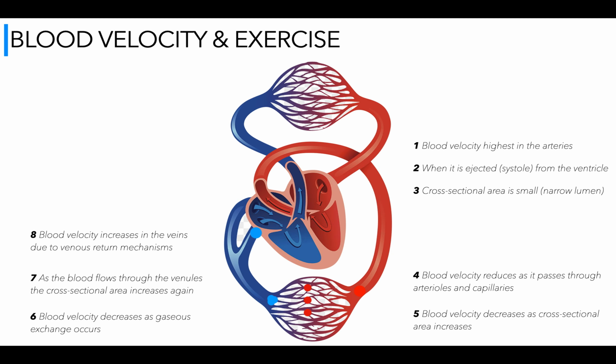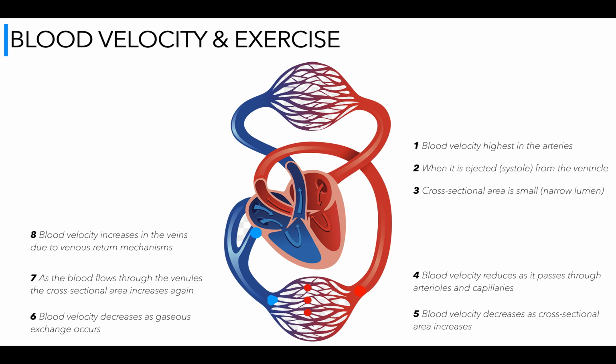Why? Well, during systole, we have forceful contractions. Okay? The cross-sectional area is smaller as it's all in the main artery. As it gets to the arterioles, we have a larger cross-sectional area, so that means blood velocity decreases in the arterioles, just like it does in the capillaries because of gaseous exchange. It slows the blood flow.